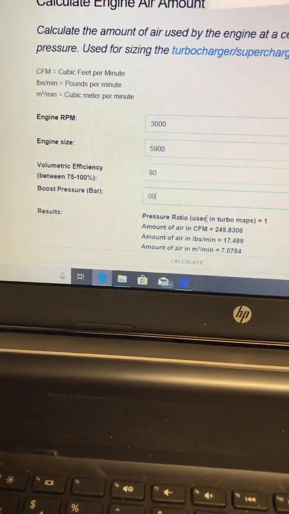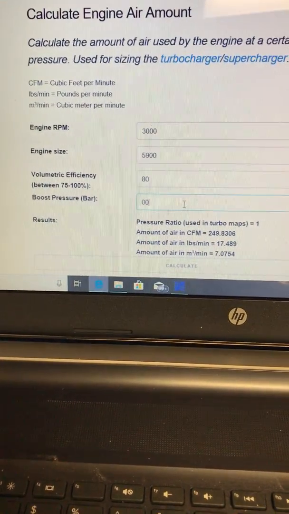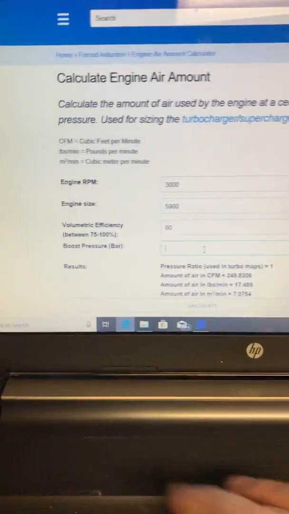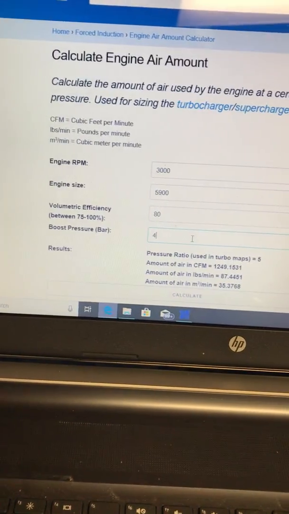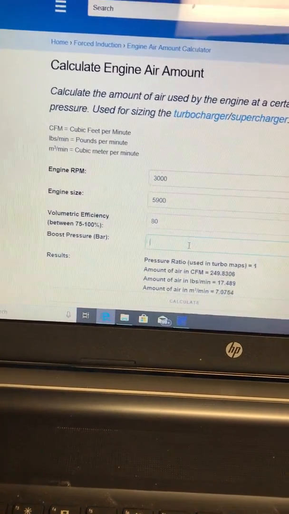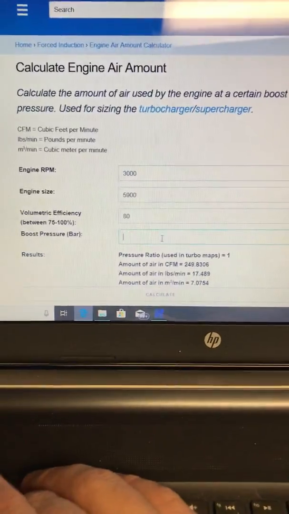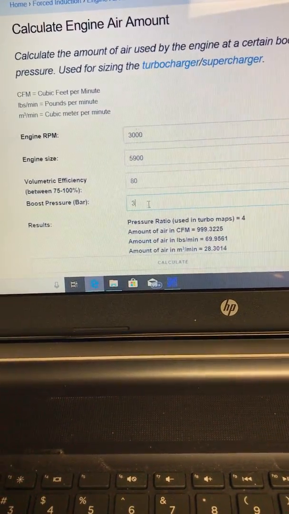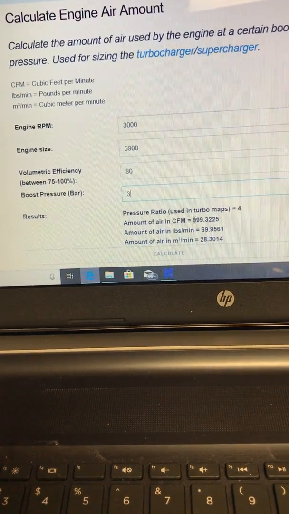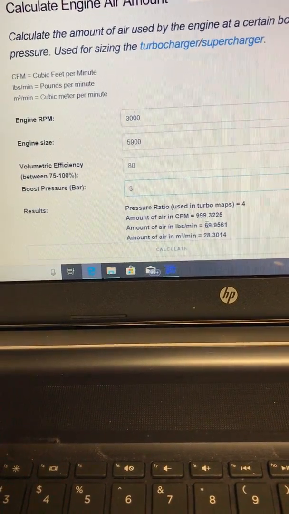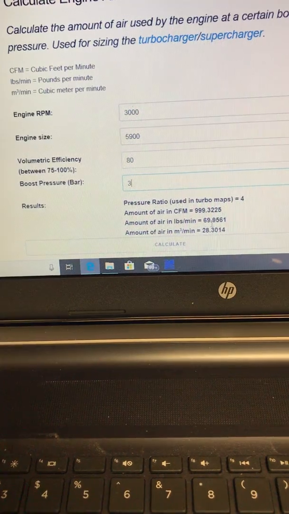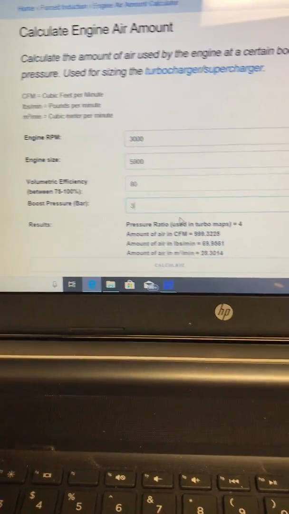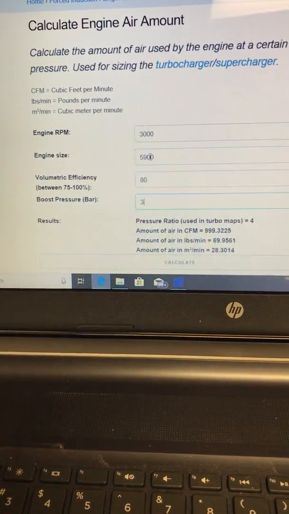Now, this website calculator will also allow you to put in different pressure ratios. I mean, you could put in 3 to 1. Let's see. As soon as you hit the number in, you have to hit calculate. So if you're running 3 to 1, which is basically 30 pounds on the gauge, you would be drawing in basically 69 pounds of air a minute. So anyway, that's one, and it's just pretty basic.